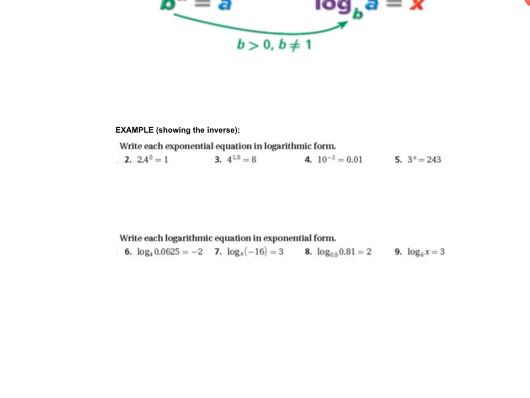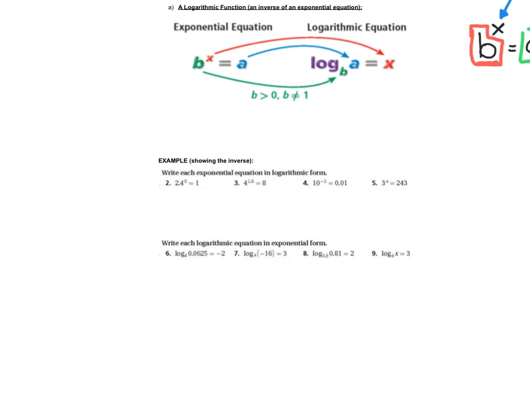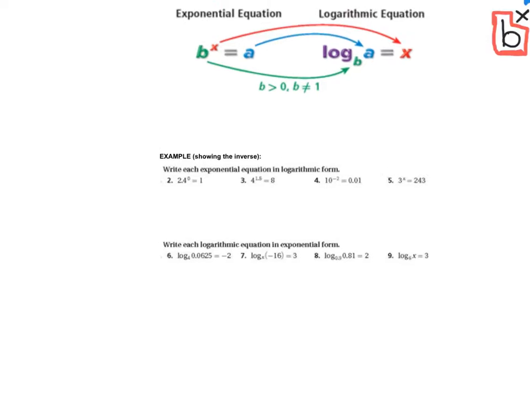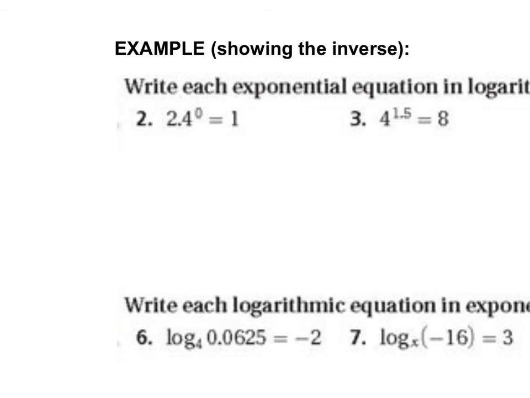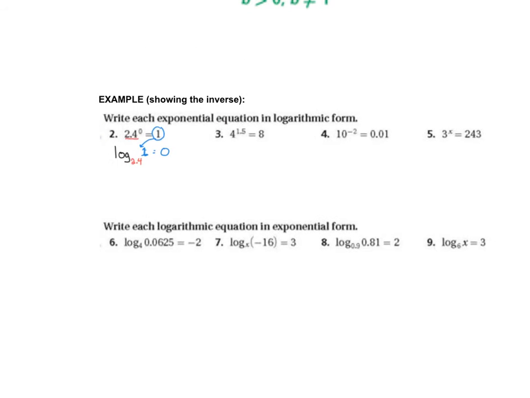So we need to write each exponential equation in logarithmic form. So let's try it with some actual numbers. So you got 2.4 to the 0 is equal to 1. So here it is. Are you ready? Let's do this. Log base 2.4 of 1. I'll put the 1 right here. Log base 2.4 of 1 should equal 0. That's it right there. And yes, we can do a calculator function if we need to shortly.